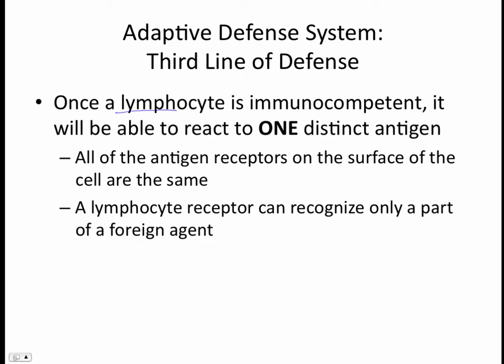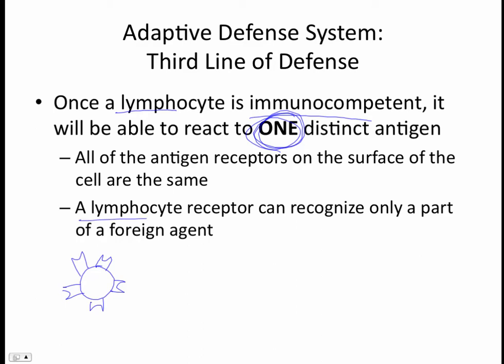Once a lymphocyte is immunocompetent, it will be able to react to one and only one distinct antigen. And all of the antigen receptors on the surface of that cell are going to be exactly the same. So here's a cell. We're going to have receptors. They're going to look exactly the same. And this was a spherical structure or antigen on that bacteria that we saw in the last slide.